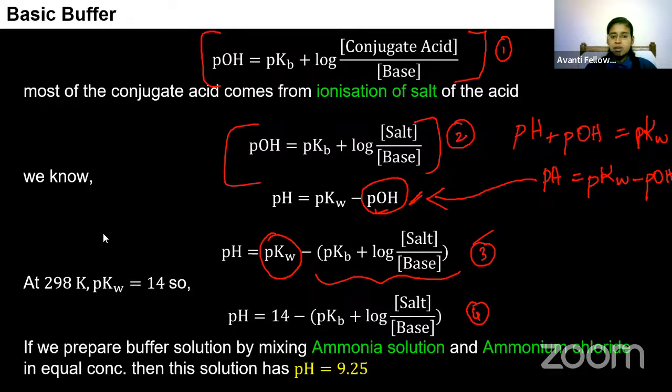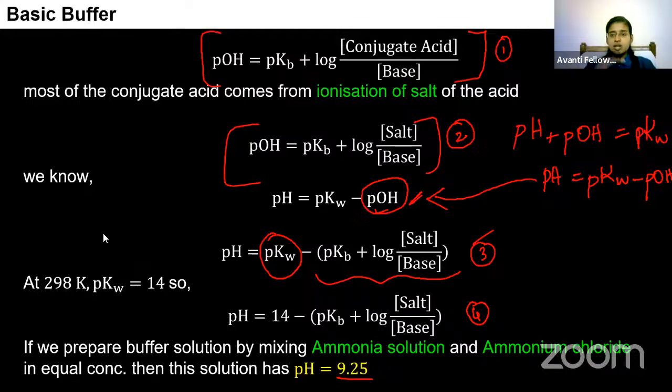If we prepare a buffer solution by mixing ammonia solution and ammonium chloride in equal concentration, then its solution has a pH of 9.25. Okay, ammonium chloride is a salt. Ammonia is a base. Got it? So, for this particular buffer solution, we have the pH value as 9.25 because it is a basic buffer, right? It should be greater than 7. So, for this particular example, the value is 9.25.